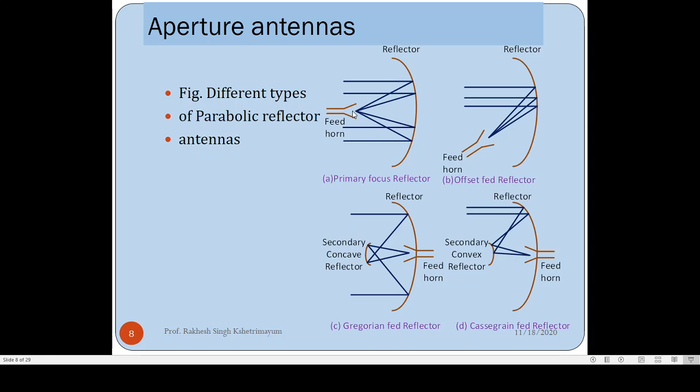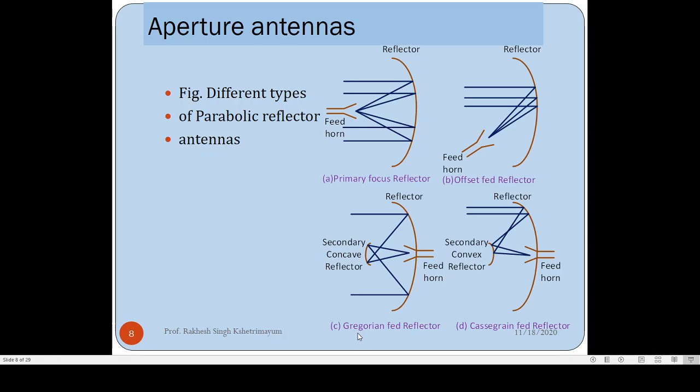There is a solution for that. Instead of putting this feed horn antenna at the focal point, you offset it from the focal point, something like this. So any rays which go from here will not be blocked. The rays from this feed horn antenna will get reflected and become almost parallel at the aperture plane. This is called an offset fed reflector antenna, where your feed horn is not placed at the focal point, it has been offset from the focal point.